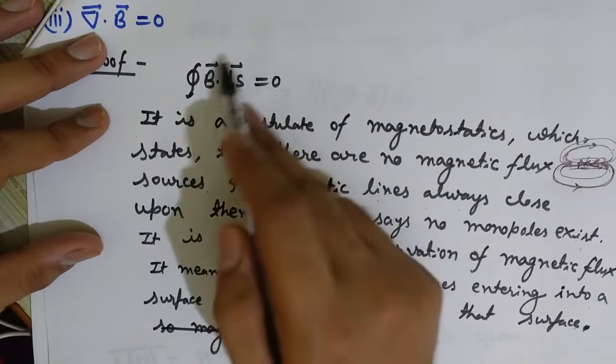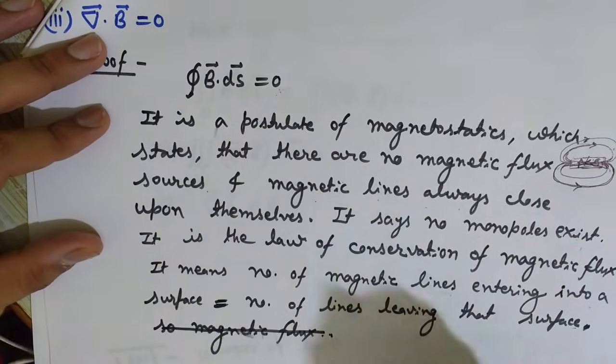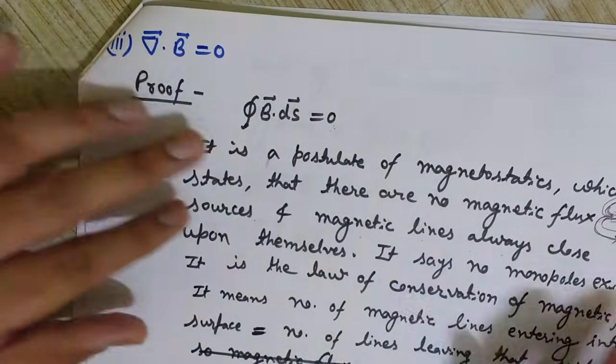So what is integral B dot dS? It is the flux. So flux is equal to 0. The magnetic flux equals 0. So integral B dot dS is 0.